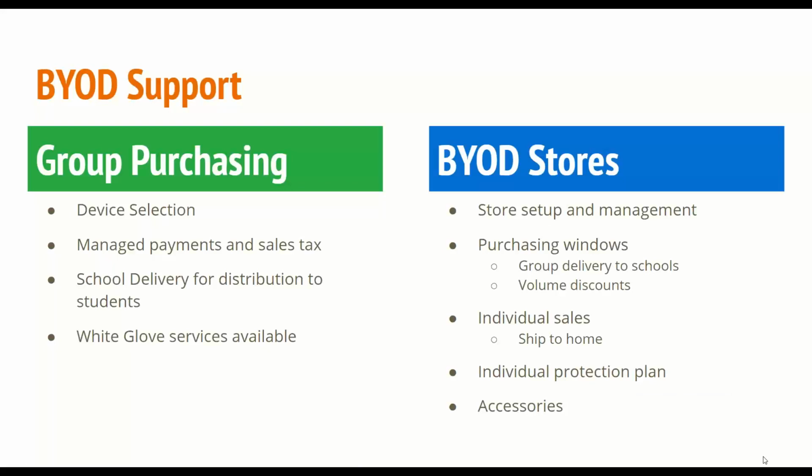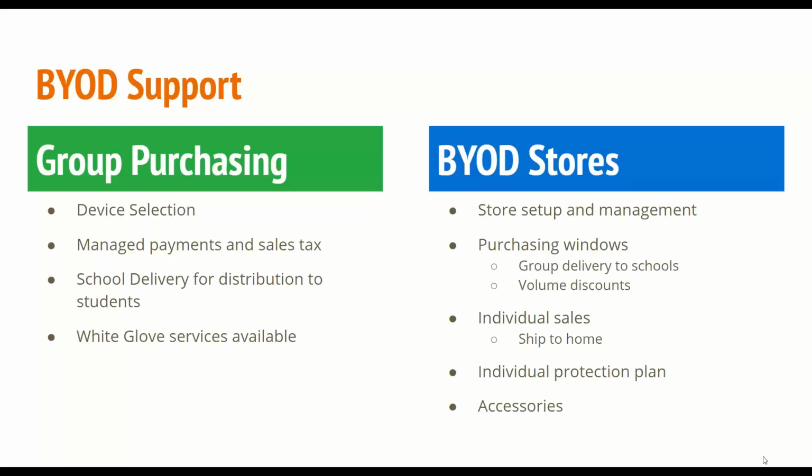But group purchasing, we can help you with device selection, managing payments and sales tax, school delivery for distribution to schools and to students and their families. And we can even include white glove services such as pre-configuration, so that when the student opens the device in the school building, it's up, it's running, it connects to the network, they're good to go. And that's more of a situation where the school will let families know that they're responsible for devices. They'll give them an option of device. The school will collect the orders, bundle those, and work with us to get the devices ordered and delivered. And we can certainly help throughout that process behind the scenes.